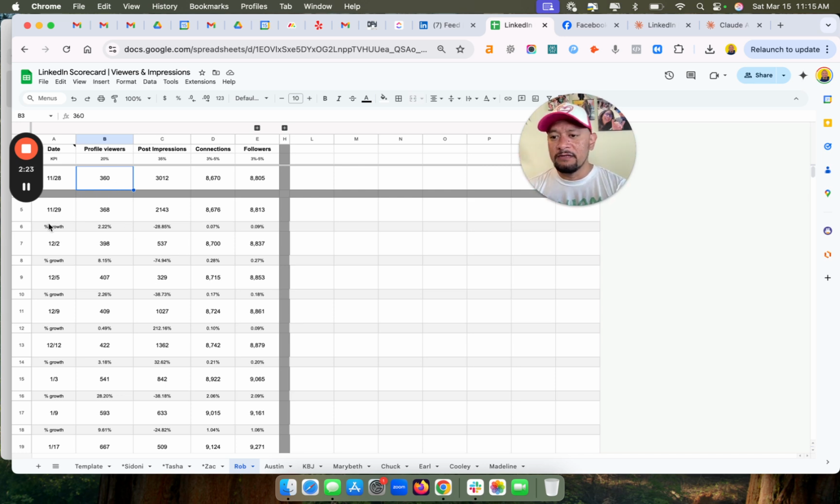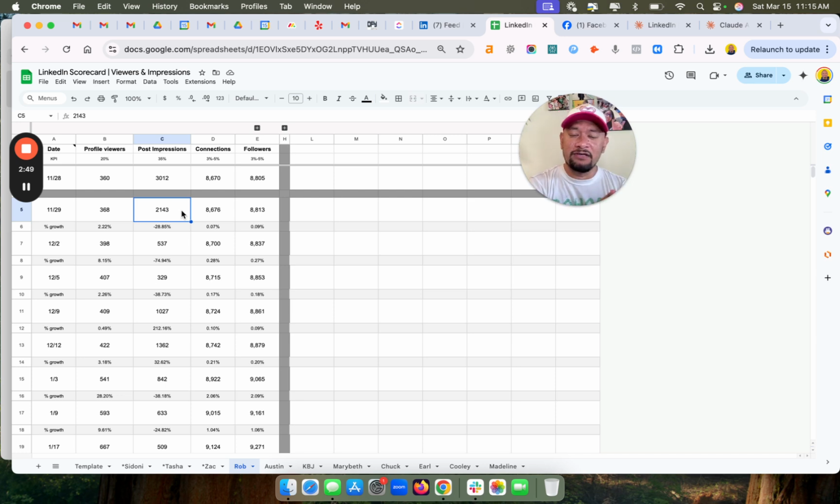For example, let's go with here. November 29, profile viewers was that much. Post impressions was that much. And then later on, profile viewers, a slight growth, right? But then it dropped. What's interesting here is now I've got numbers to tell me what happened, right? So ultimately, that's why you have data, so you can make very informed decisions.